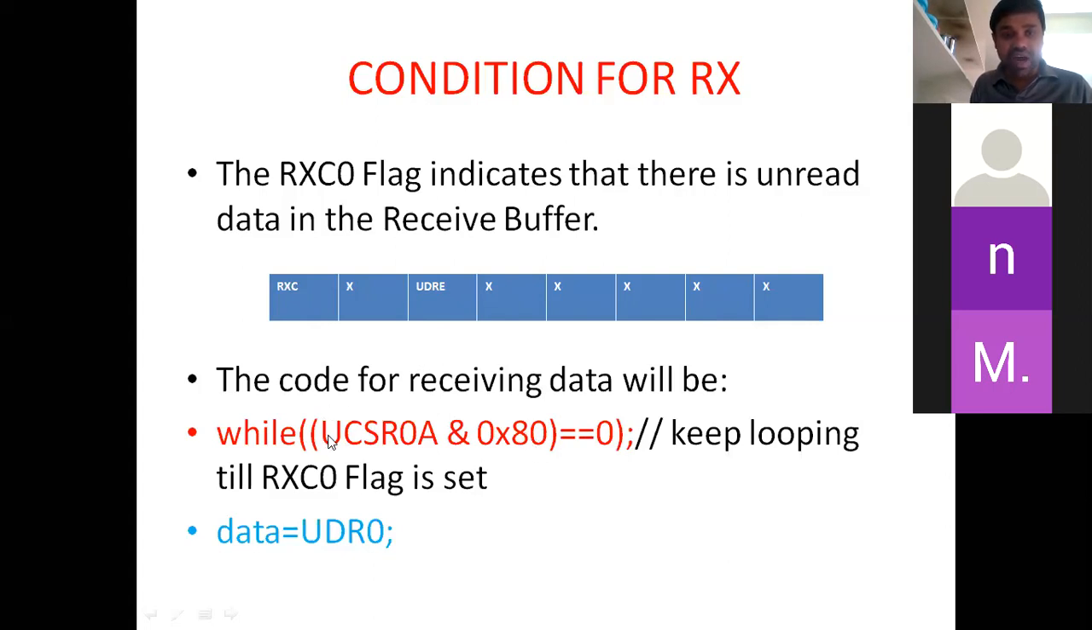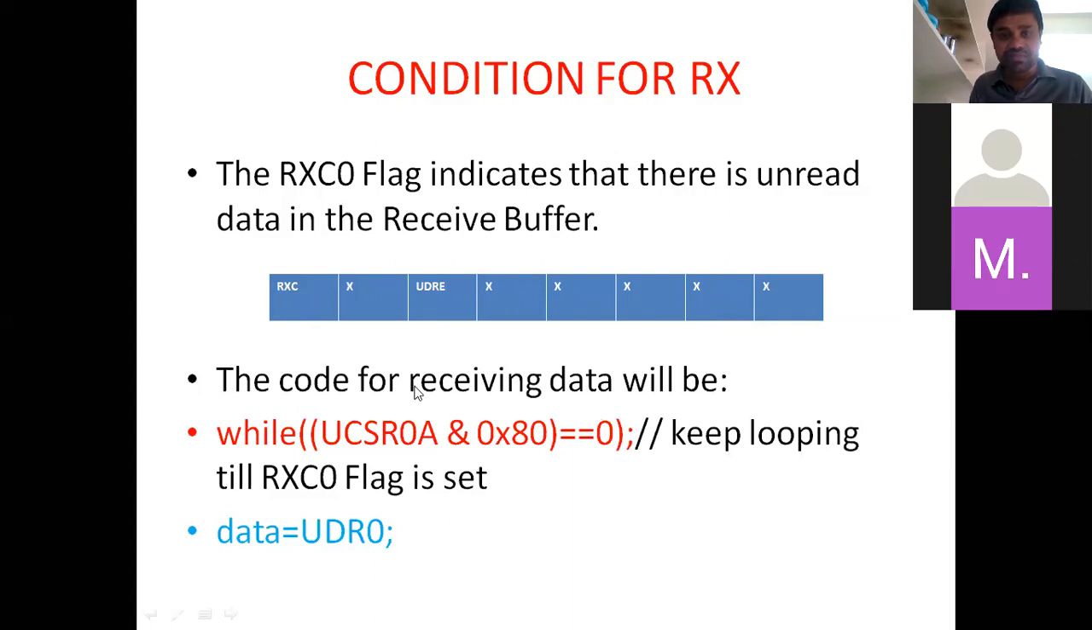The condition is while UCSRA and with 0x80 equal 0. This is the condition to check whether the data is available or not. If the data is available, this condition is false. Suppose there is no data, then RxC bit equals 0. 0 into anything is equal to 0. 0 equals 0, so the condition is true. True with a semicolon means the microcontroller keeps on executing here only until the data is coming.